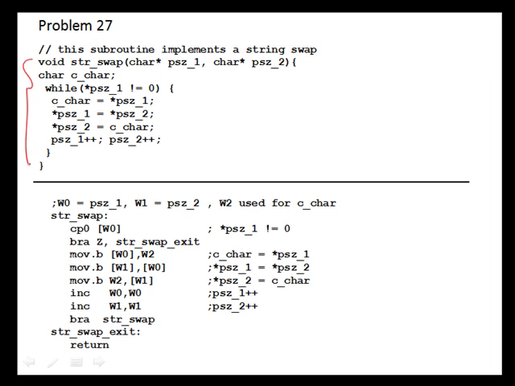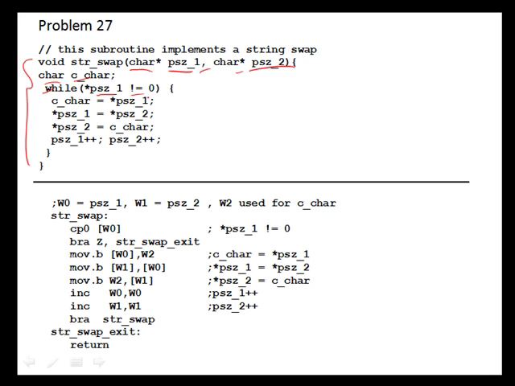Problem 27 asks us to implement the C function in PIC24 assembly language. The C function receives two parameters, two pointers that are both pointers to 8-bit char data types. This function has a temporary variable called c_car, and what this function does is it swaps the contents of these two strings. This while loop right here loops over the characters in string 1.